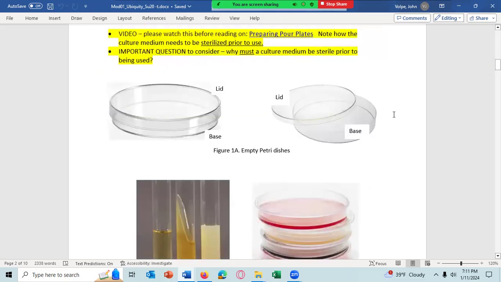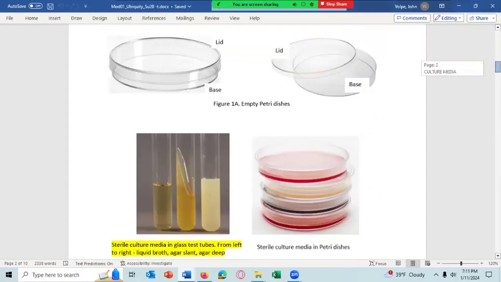So there is a petri dish, the lid and the base, and you pour media in it, usually solid, to obtain your media in this. And usually we have a solid media in a petri dish because if it was liquid, it would just be too easy to spill it out of the petri dish.